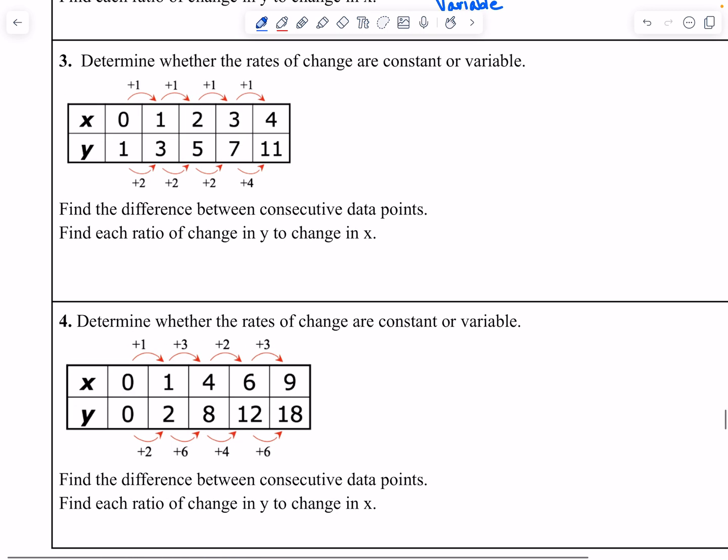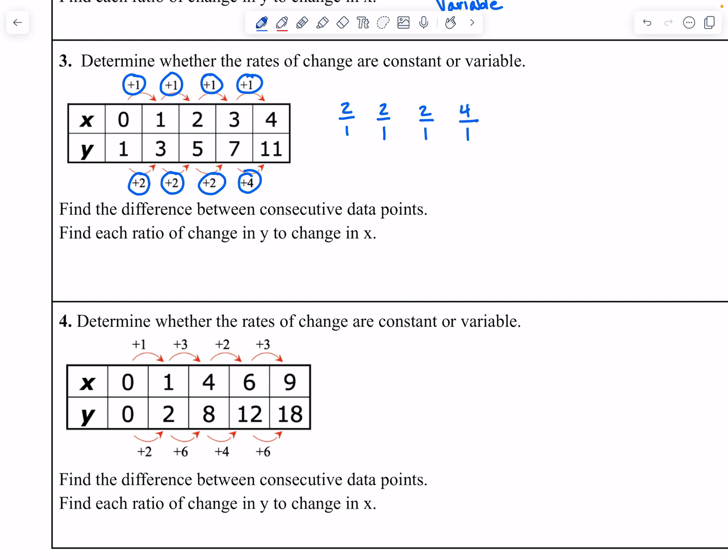Number 3, we're just going to do the same thing again. So let's do change in y over change in x and see if it stays the same or if it changes. So 2 over 1, 2 over 1, 2 over 1, so we can see those are the same, but then the last one is 4 over 1. So even though 3 out of 4 are the same, the last one was different, so these are variable.